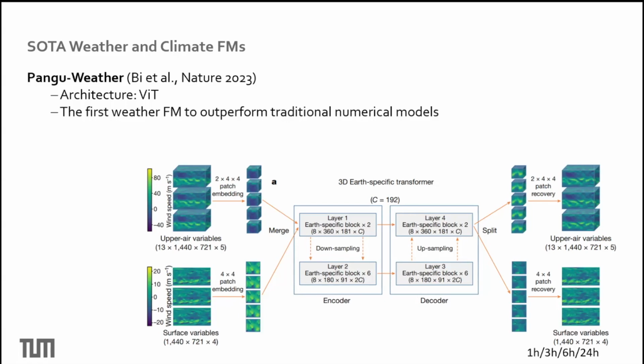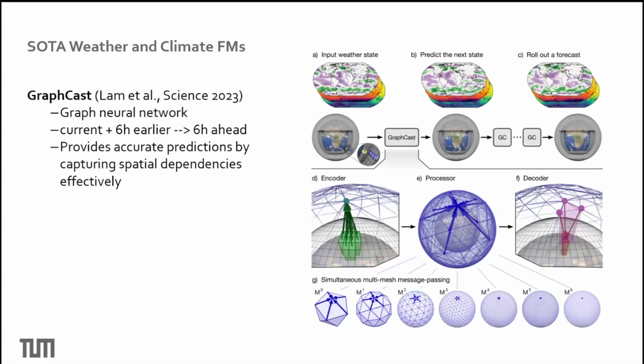And of course, another one I want to give, not GenCast, because for GenCast, there is also physics there. Rather, I stick to GraphCast from Google. They have been using graph neural networks to represent the data as a graph. And they have been using the current and 6 hour earlier data to predict 6 hours ahead. Since they are using this kind of graph relations, the real advantage of this model is that it provides accurate prediction by capturing spatial dependency efficiently, meaning that it's really good at forecasting extreme events and local climate patterns.